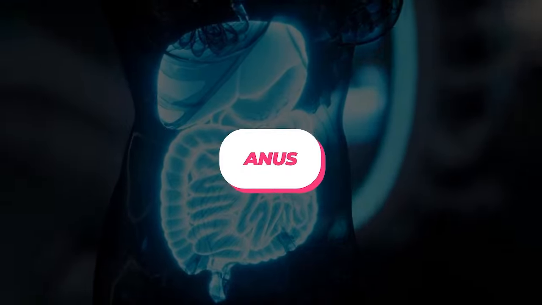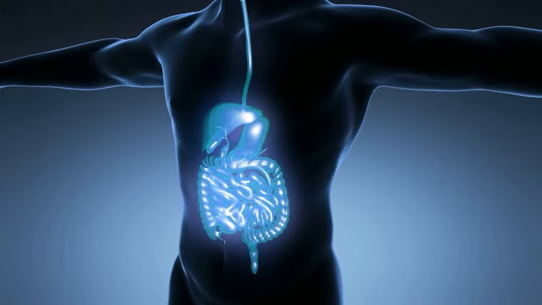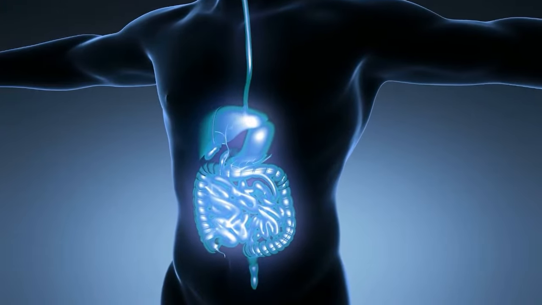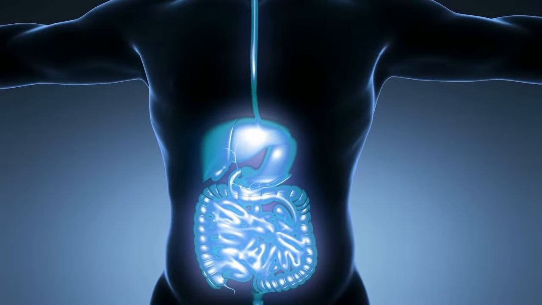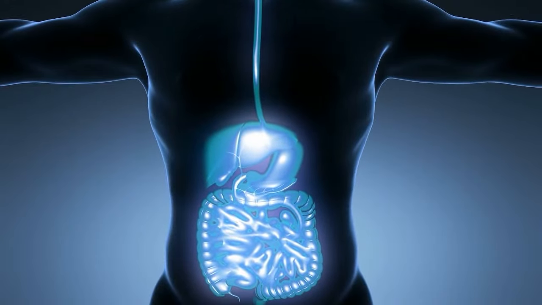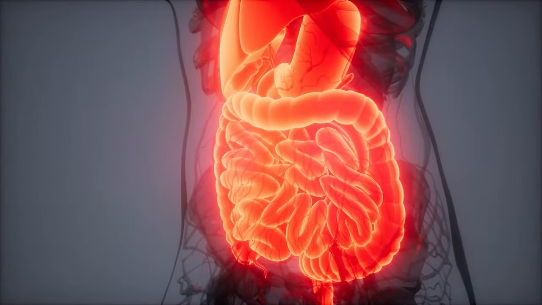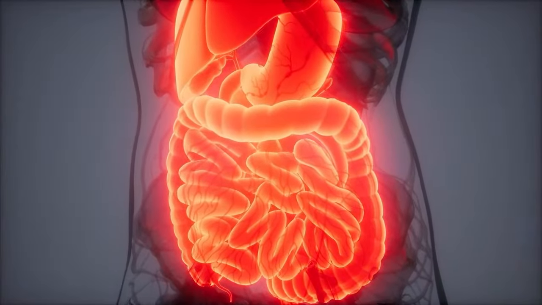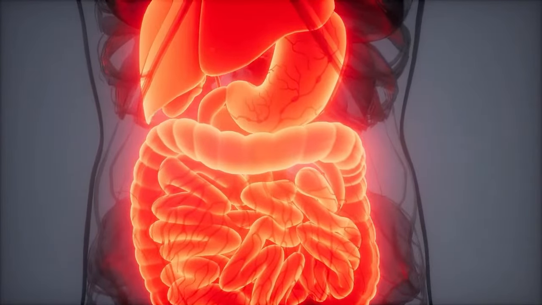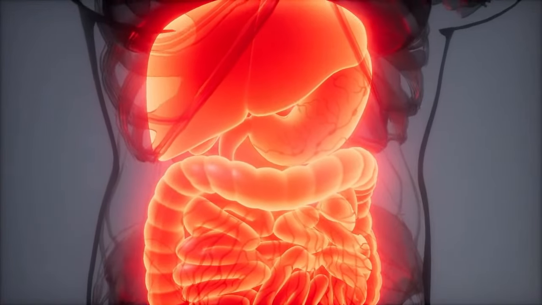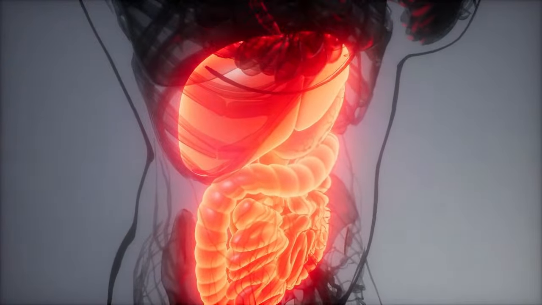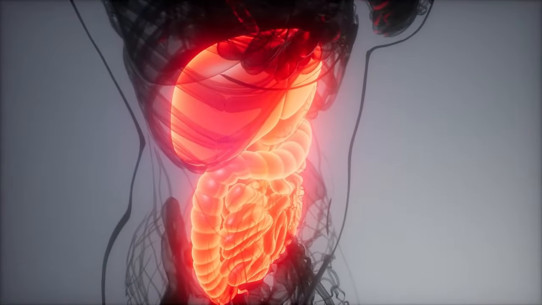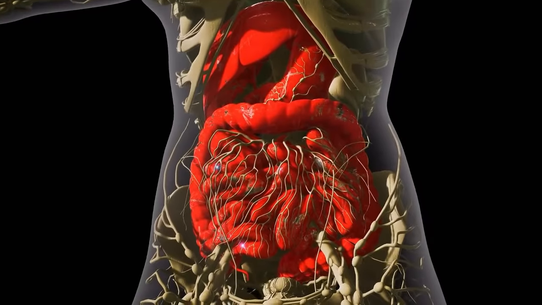Anus. The anus is the opening at the end of the digestive tract through which feces are eliminated from the body. It is made up of several muscles, including the external and internal anal sphincters, which control the release of feces. The external anal sphincter is under conscious control, while the internal anal sphincter is controlled by the autonomic nervous system. The anus also has a rich blood supply, which helps to protect against injury and infection.